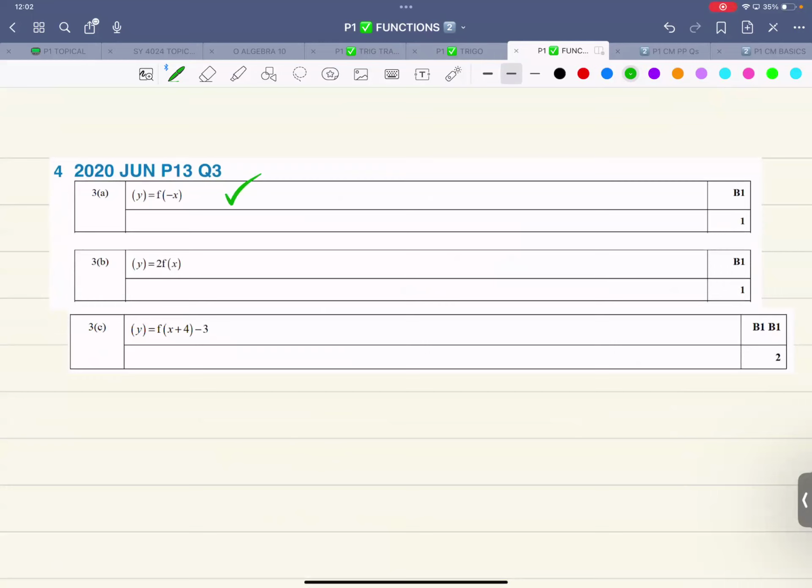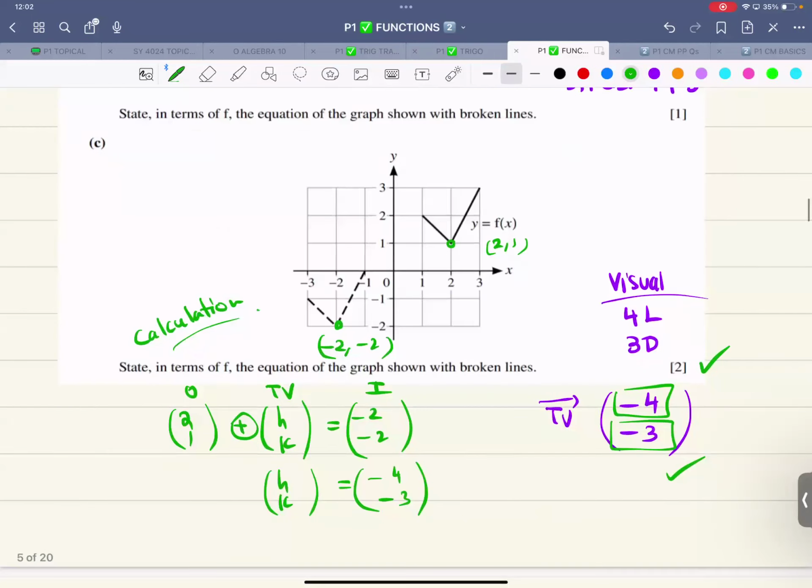Y is equals to f of -x, y is equals to 2 of fx, y is equals to, now the third part is left, my bad. This we have written, actually we have to write in terms of fx. We don't have to find the translation vector, we have to write it. Now when we write it, we will write y is equals to fx something. And let me write it like this.